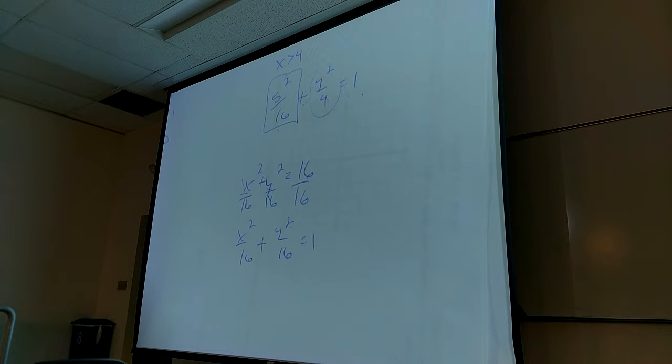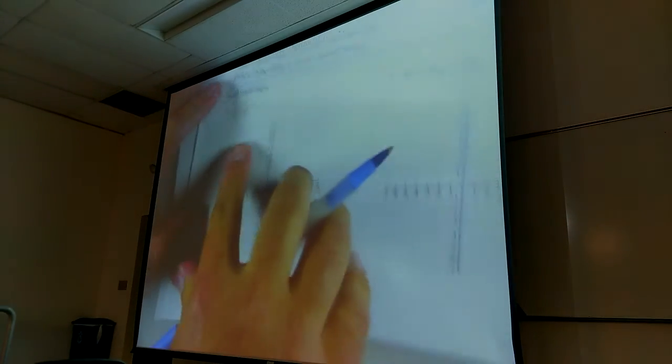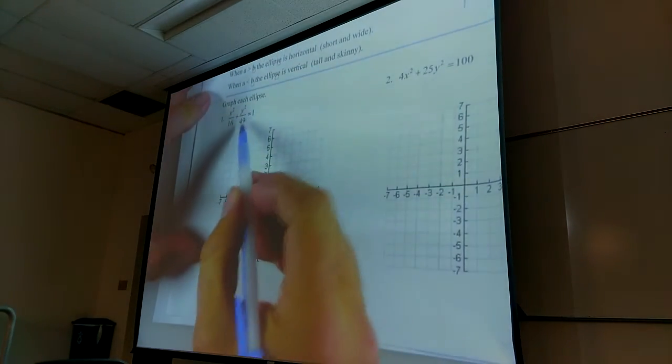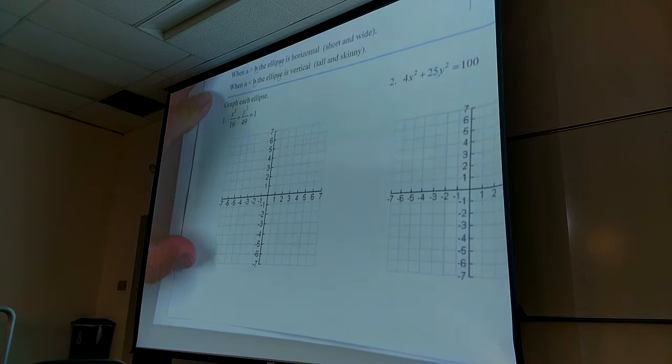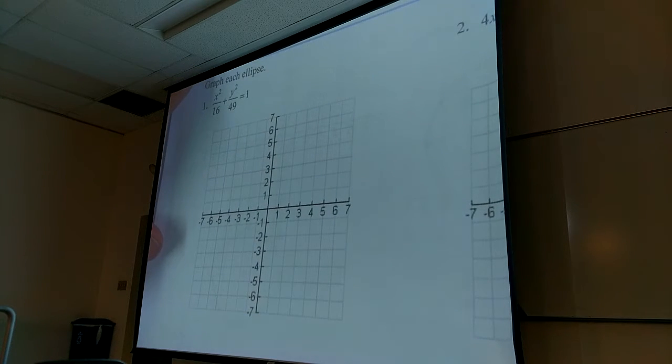Alright, so that's me talking about concepts again. Let me bring it back to nuts and bolts, what you actually have to be able to do for this problem. First off, how do I know that the center is 0, 0? Ellipses still have a center. How do I know the center is 0, 0?